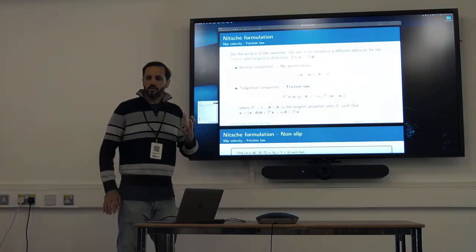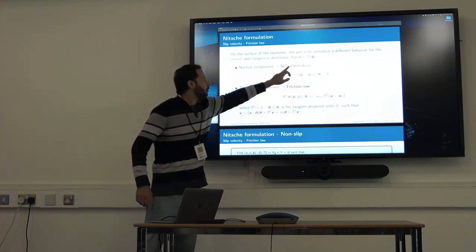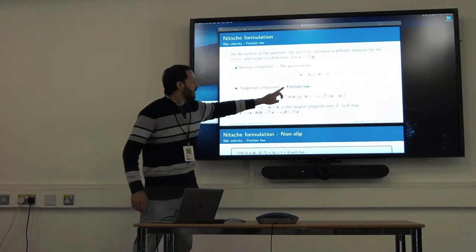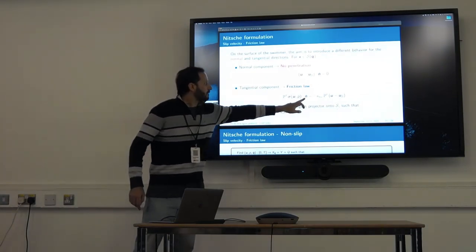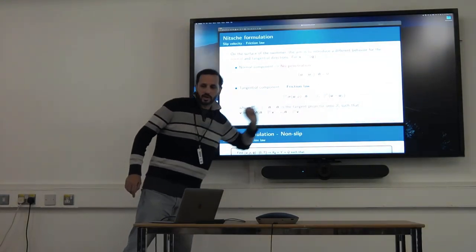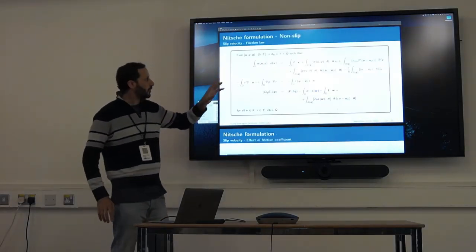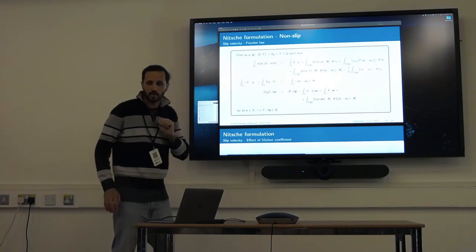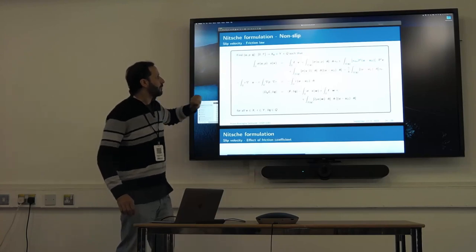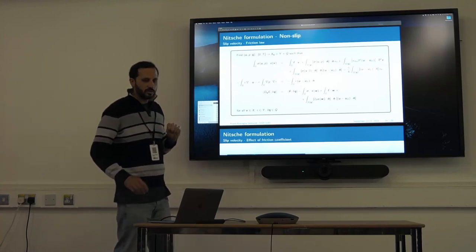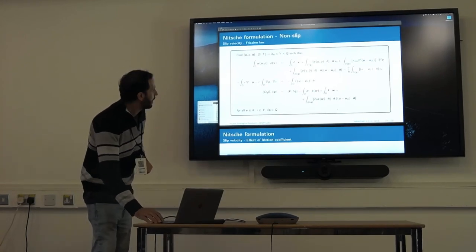Okay, what's the idea of working with Nitsche? That you can work independently with the normal component and the tangential component. So for the normal, you want no penetration. And for the tangential component, you want to impose a friction law, for instance, like the tangent part of the stress is proportional to the tangent part of the velocity difference. So in that case, if you work independently with normal and tangential, you can put that friction model there. Basically, we end up with this formulation, which seems to be more realistic from the point of view of the physics.